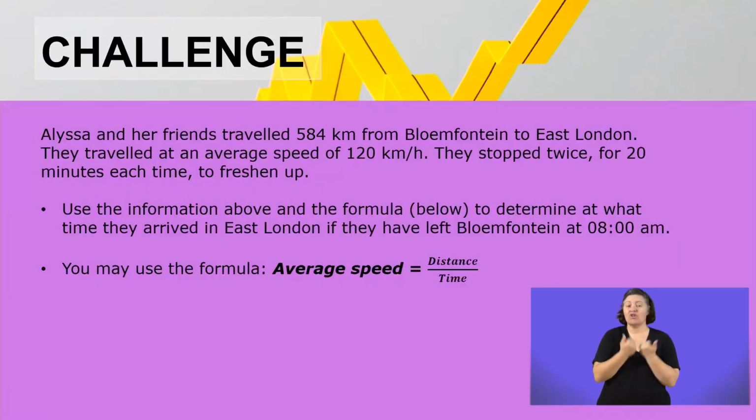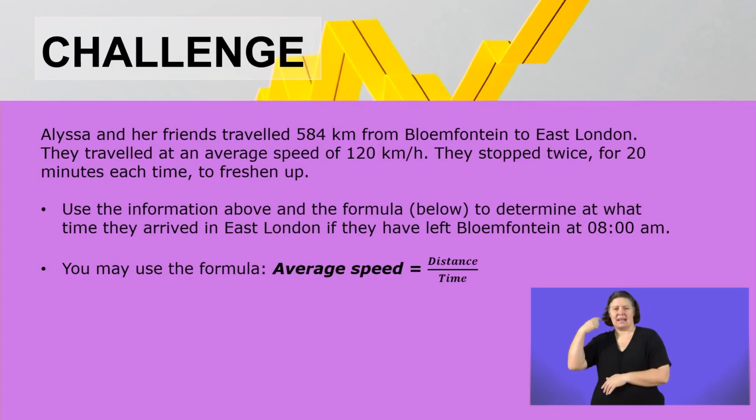Okay, before I say goodbye to you guys, there's just a challenge for the week ahead. Make sure you tackle it. I'm saying here, Alyssa and her friends traveled 584 kilometers from Bloemfontein to East London. They traveled at an average speed of 120 kilometers per hour. They stopped twice for 20 minutes each time to freshen up. So here's the question. Use the information above and the formula below to determine at what time they arrived in East London if they left Bloemfontein at 8 AM. You may use the formula average speed equals distance divided by time.